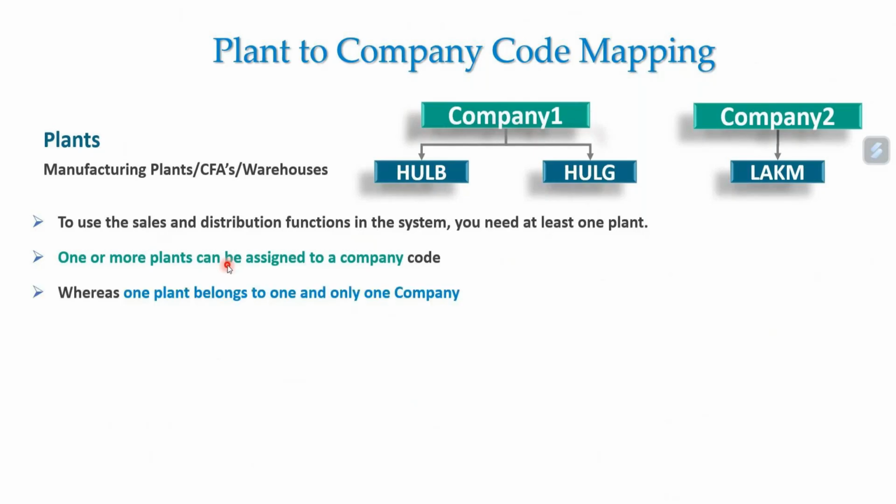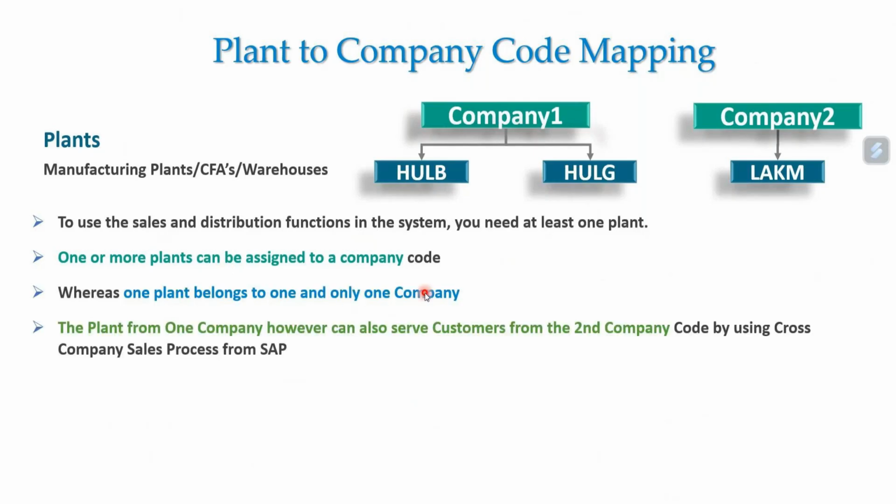Okay. One plant belongs to one and only one company. Now this LAKM plant belongs to company 2, but it can also serve company 1 customers. This is called cross company sales. So sales guys pick up Lakme stock, sell it to their customer. Say they have a good relation with Blinkit. And they are going to sell their HUL stuff. They'll also go and sell Lakme to Blinkit.